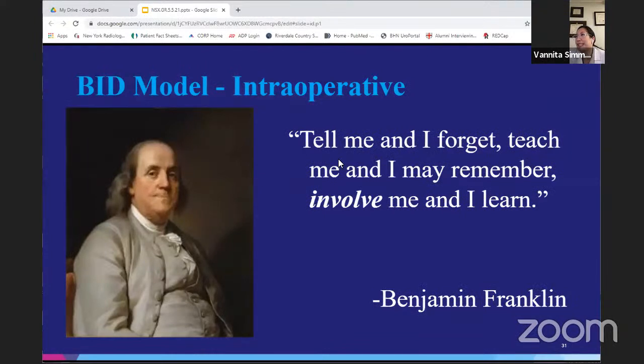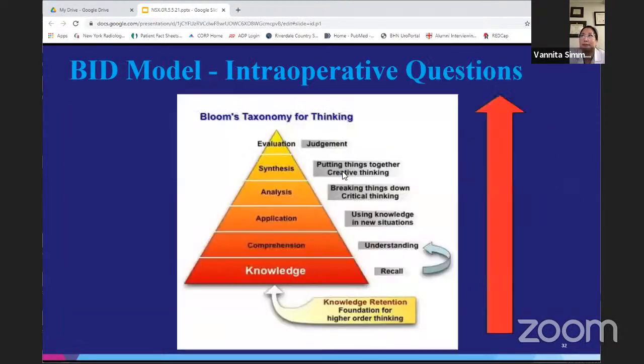So what other things can we do in the BID model, during the operation? A quote by Benjamin Franklin: tell me and I forget, teach me and I may remember, involve me and I learn. So relating to teachers' behaviors, involve your residents as much as you can. They love to be hands-on, like mentioned before. And so what are some great questions to ask?